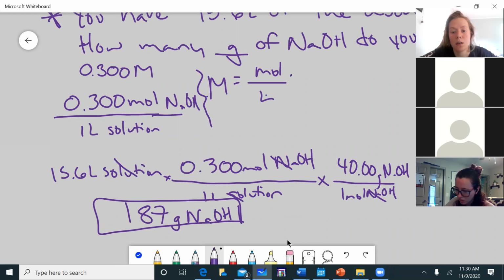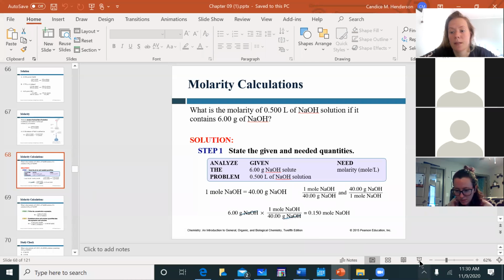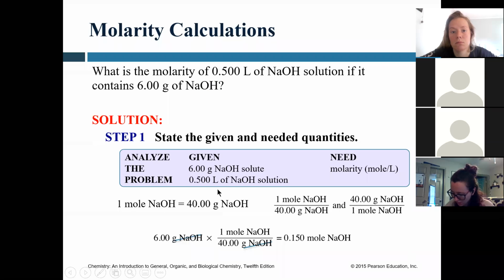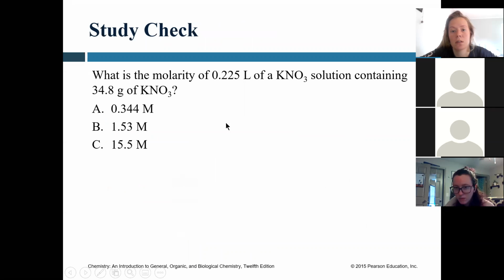Any questions with that problem? What's happening with molarity? Okay, here's one that I want you to do. This is asking you to calculate the molarity. So what is the molarity if you have 0.225 liters of KNO3 solution containing 34.8 grams of KNO3?